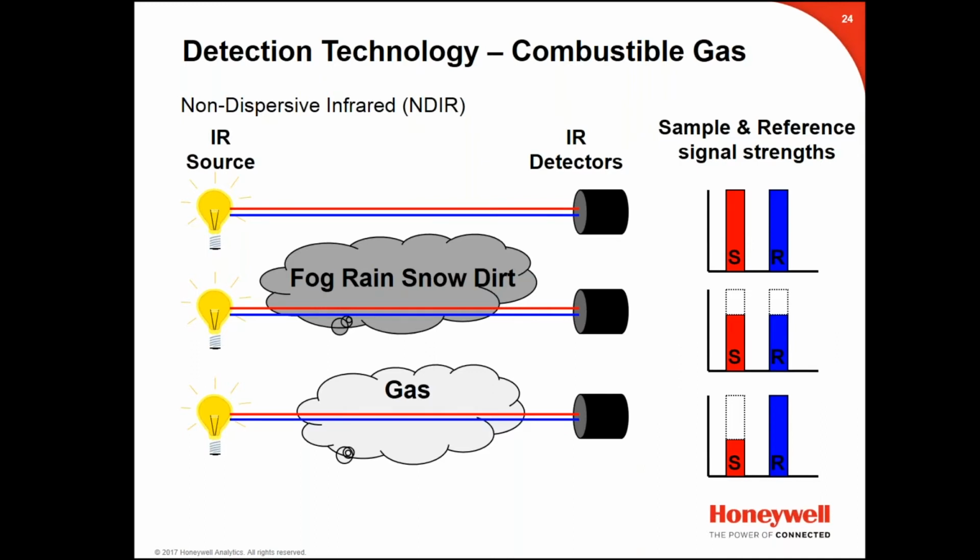And so you can see when we don't have any gas present, both the source or sample and the reference signal are strong. As fog, dirt, or rain or other environmental changes occur, both signals are affected equally. Only when there's gas present, though, is there a difference between the sample and the reference wavelength amplitude. And this is where we can actually measure the amount of gas that's present.